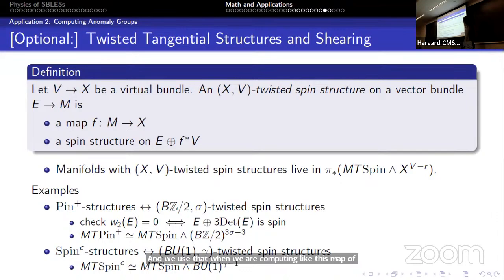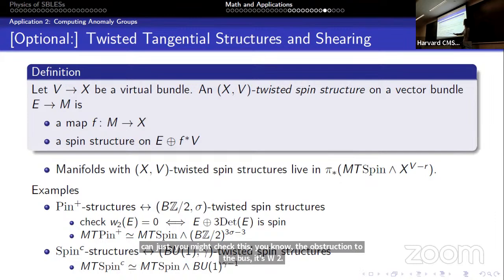If I write out the spectrum MTPin+, that's going to be equivalent to MTSpin smashed with the Thom spectrum of 3 sigma minus 3 over BZ2. I just subtract 3 to make this dimension 0, but the idea is we use this implicitly throughout the talk in order to recognize interesting structures as twists of spin bordism, and you could also do this for other things like MTSO or string bordism, etc. If you want to check this, the obstruction to Pin+ is w2, and on this side, this spin structure you can realize is on this bundle plus 3 copies of its determinant line bundle.